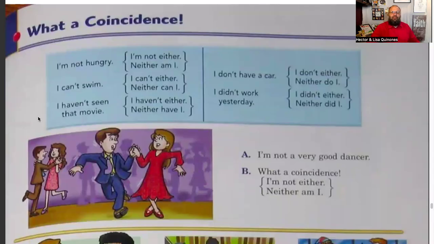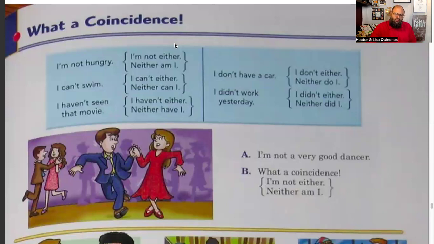Let's see the next section using different connectors. What a coincidence. Please repeat after me. I'm not hungry. I'm not either. Neither am I. I can't swim. I can't either. Neither can I. I haven't seen that movie. I haven't either. Neither have I. I don't have a car. I don't either. Neither do I. I didn't work yesterday. I didn't either. Neither did I.